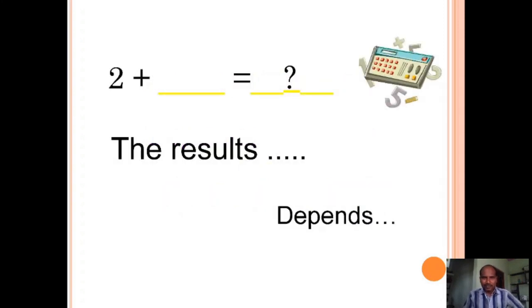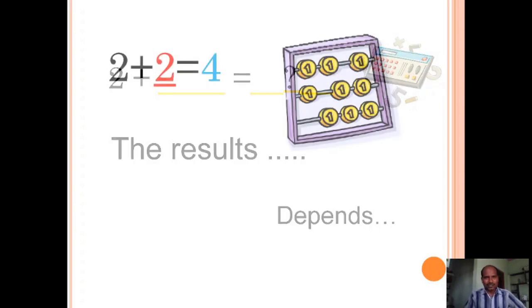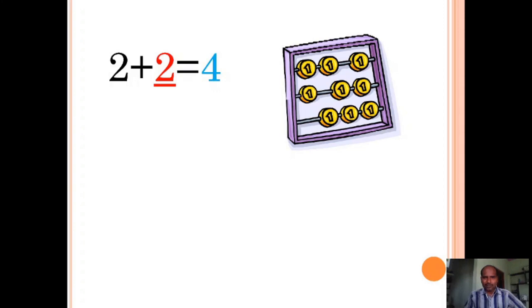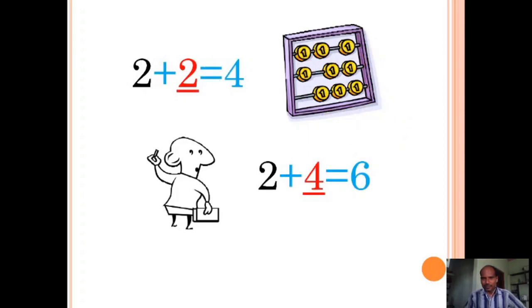See this example: 2 plus some value is missing here. In this example, the result is depending on one variable. 2 plus 1 equals 3. The 3 is depending on the 2 plus 1. The 1 is the independent variable and 3 is the dependent variable. See this: 2 plus 2 equals 4. Here 4 is the result, and 2 is the independent variable. And another example: 2 plus 4 equals 6, and 6 is the dependent variable.